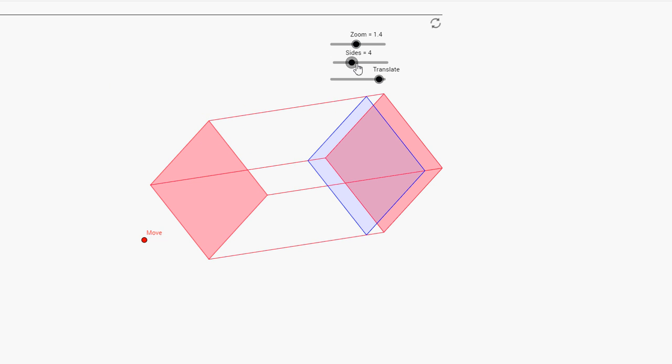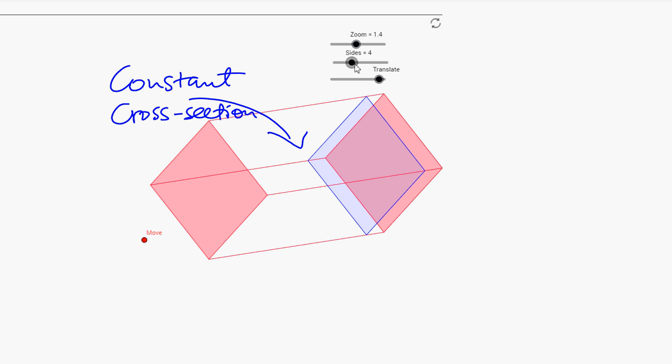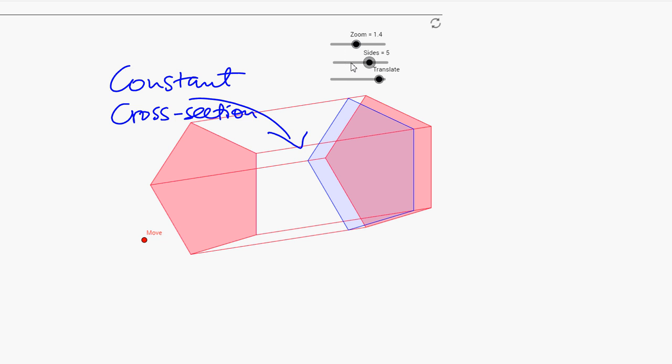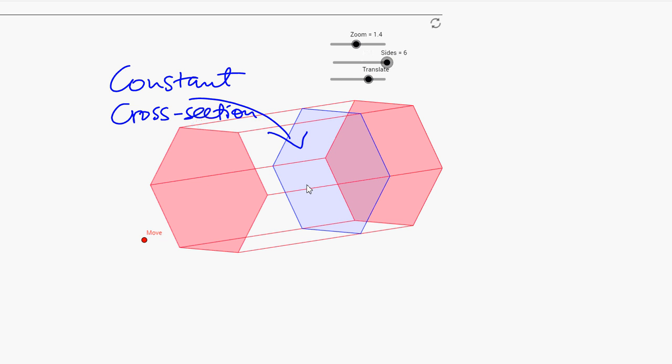And this one here has a special name. This is a square-based prism. Again, if you slice it all through, you have a constant cross section. So that's what I mean by constant. Even if you have a hexagonal based prism, again, here we have a constant cross section all through.